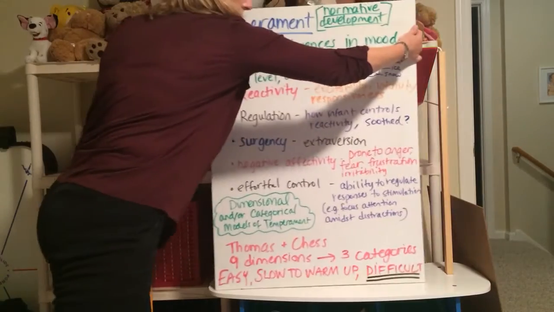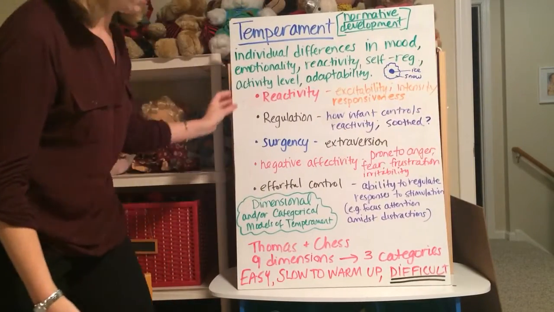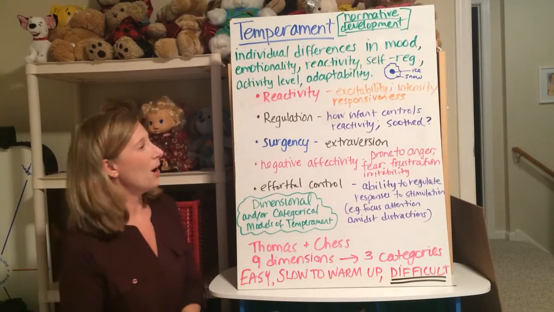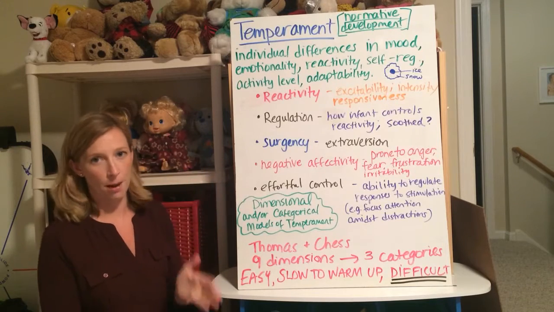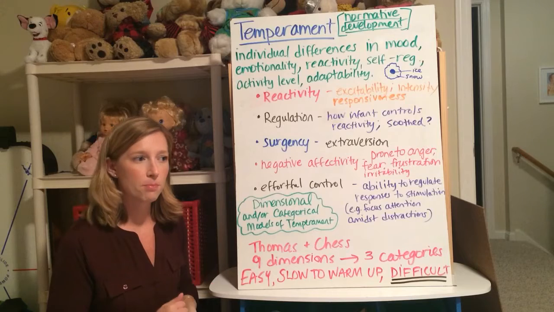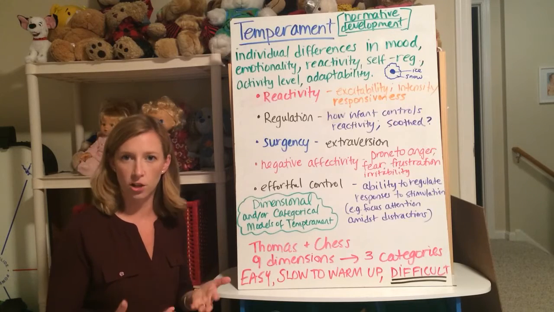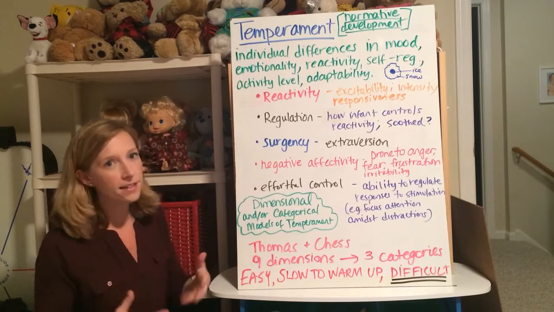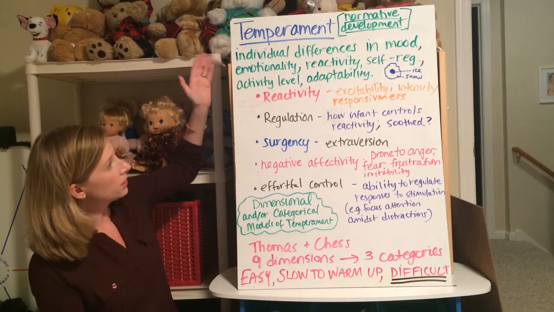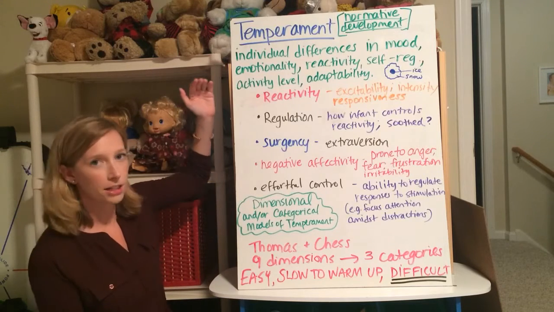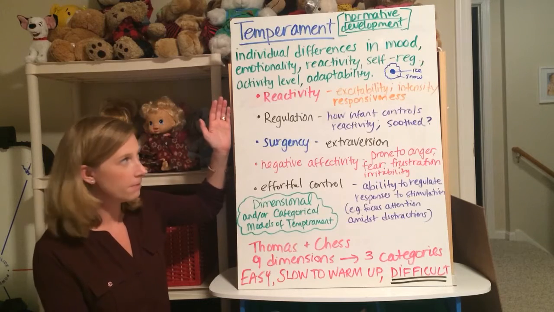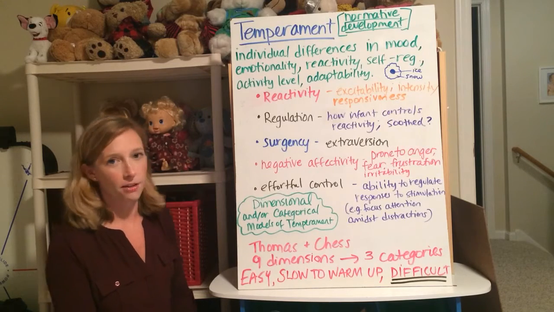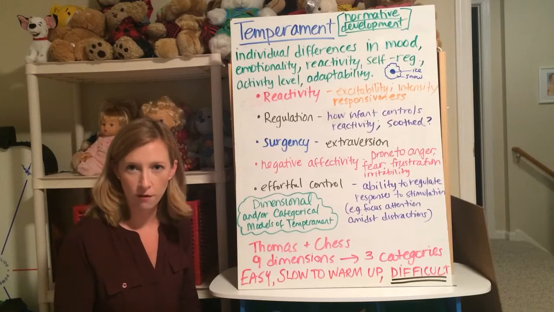All right, also within the context of normative development, we want to discuss the idea of temperament. So temperament is the biological aspect of the adult personality. It's our innate disposition. Individual differences in mood, emotionality, reactivity, self-regulation, activity level, adaptability. All right, so again, thought to be the earliest form of our personality.